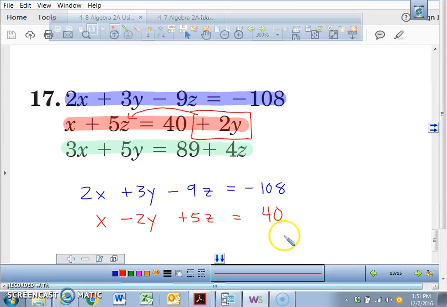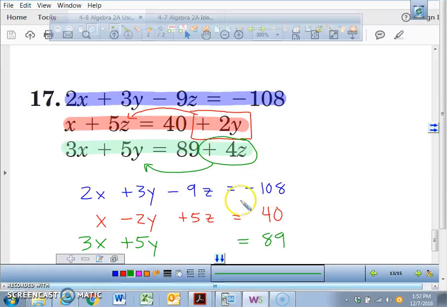Right. Now, let's look at the green row. Hey, the x's look good. All right, 3 of those. 5y, good. The 89, that looks like it's good, right? Right over there. Uh-oh. Got a positive 4z. I'm going to throw you underneath the bus, known as the equal sign. What does that become? Negative 4z. See how easy that is?